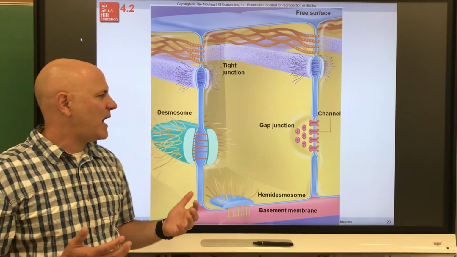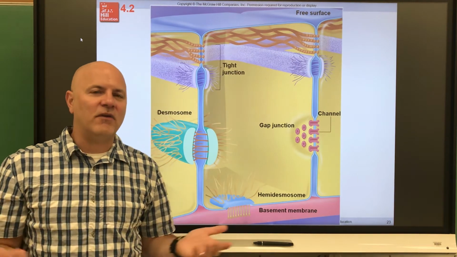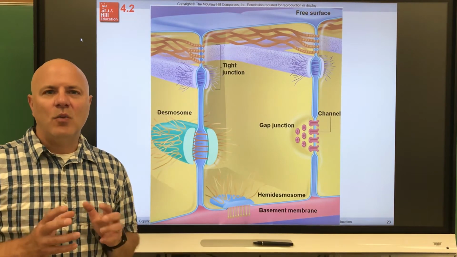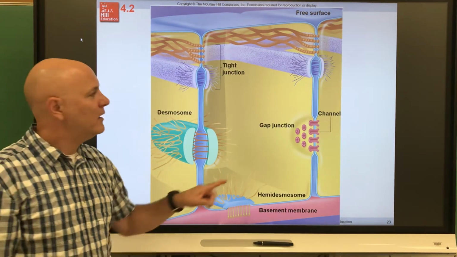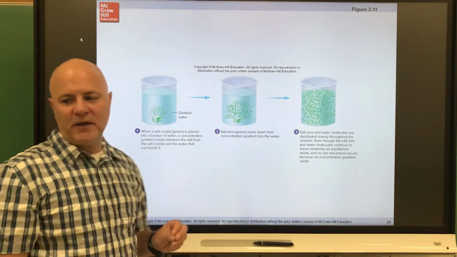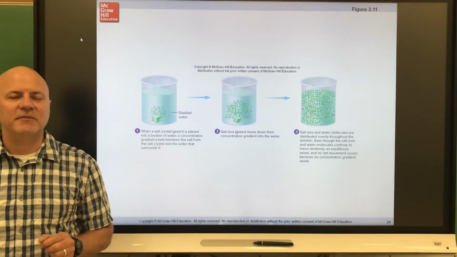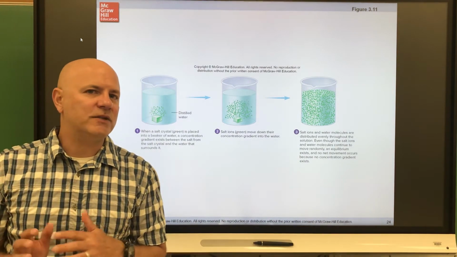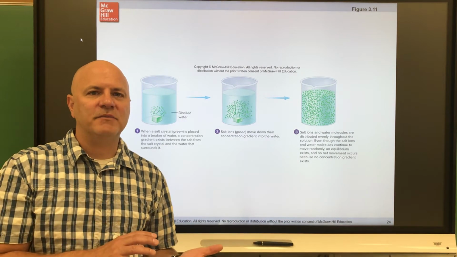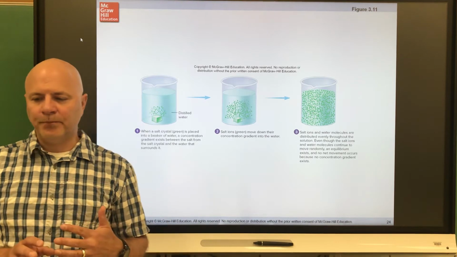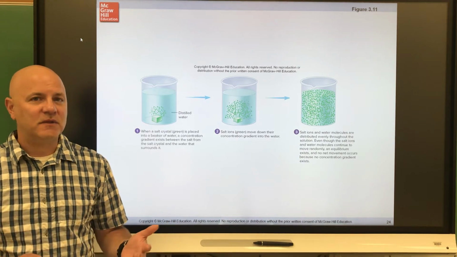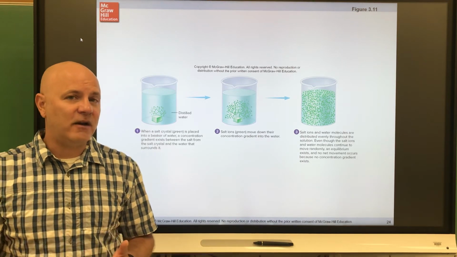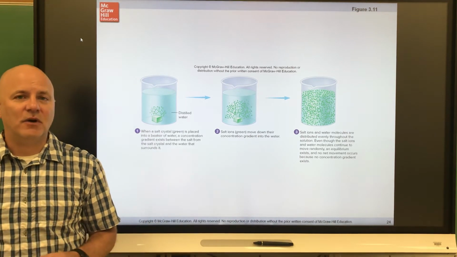And these gap junctions are found in several different organs, but typically within that organ, not between organs. All right, so let's take a look at movement of substances across the plasma membrane. There are two major ways in which we move substances across the plasma membrane. One is through passive mechanisms, and the other is through active mechanisms. Passive mechanisms are without energy, active mechanisms are with energy.